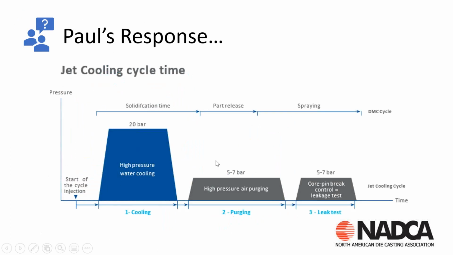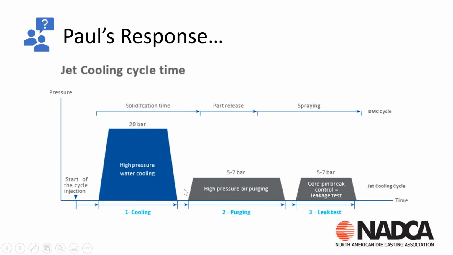So the way this works in the process is during the casting phase. So we start the injection, we're actually filling the cavity, that's when we turn the jet cool water on, and we get this high pressure water cooling. And once again, it can get up to about 20 bar, which is right around 290 PSI. And this cooling only stays on while we're solidifying the casting.